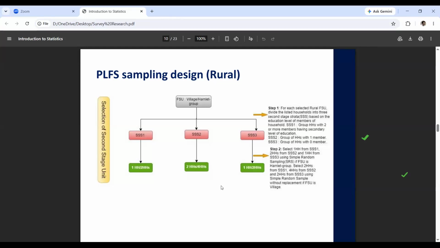In NFHS, 20 to 22 households are selected per selected village. But in PLFS, stratification is done at the second stage also.